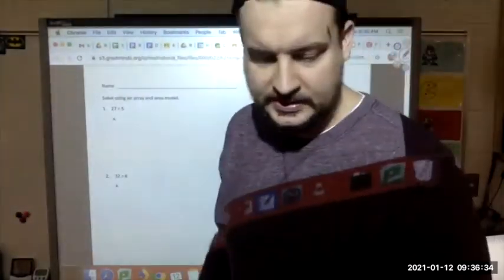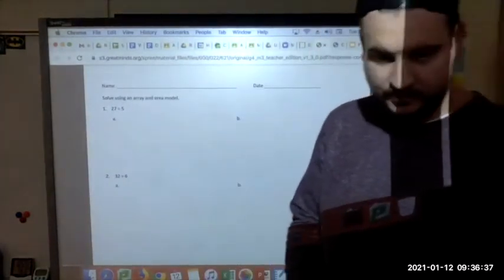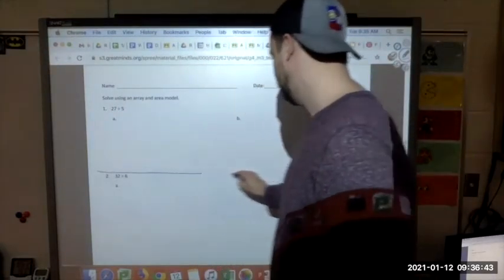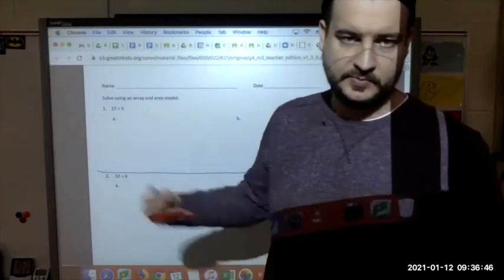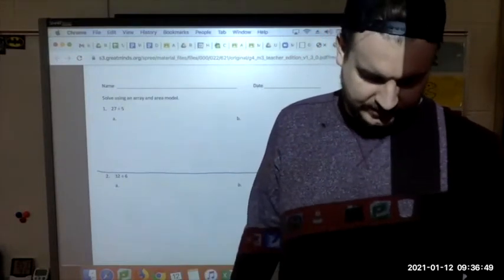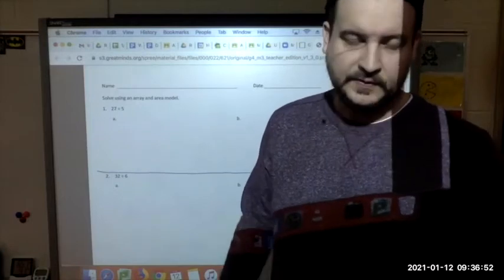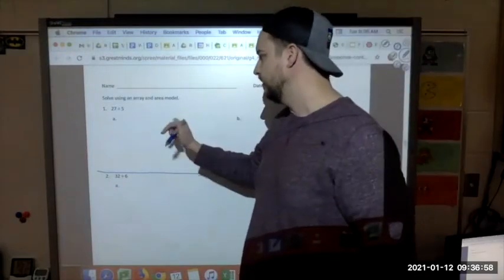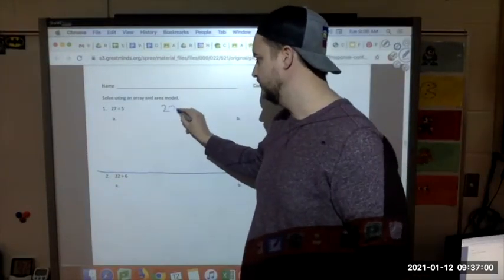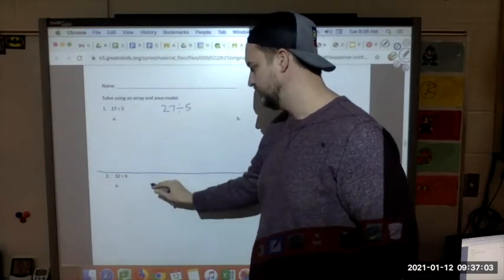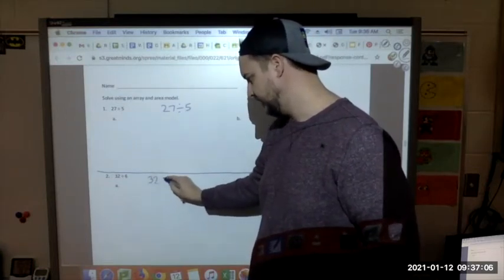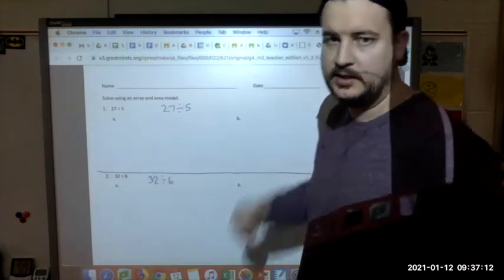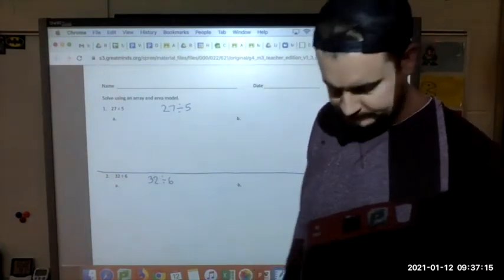All right, so this is my paper, so I can do whatever I want with it. I'm going to split this right there to give myself a better spot to work. Your paper might be set up differently. If it is, you set it up the way that you know how. So yesterday it wanted us to break up 27 divided by 5, and then 32 divided by 6. I wanted you to draw dots first and then make a rectangular division model, okay?